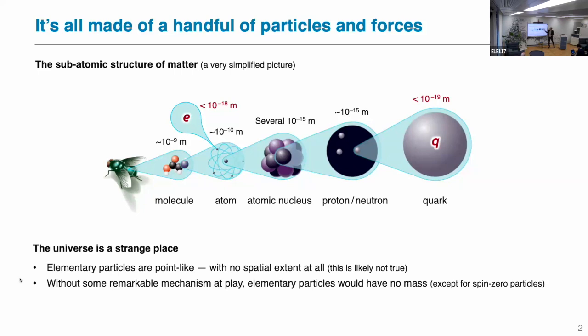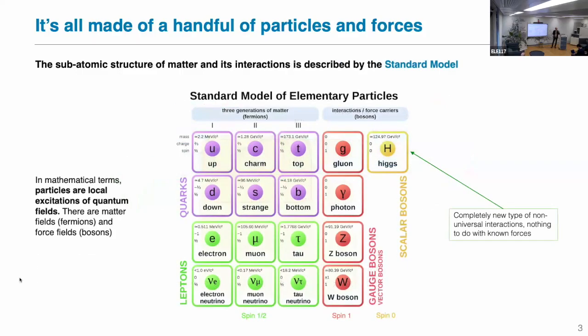And for the moment, the universe in this way is a very strange place. We think these electrons and quarks are elementary particles, but probably if we had enough energy to resolve it, it would actually not be elementary. And without some remarkable mechanism at play, elementary particles would have no mass. So a big question is how these elementary particles get mass. And in reality, it is more complex than this, like always.